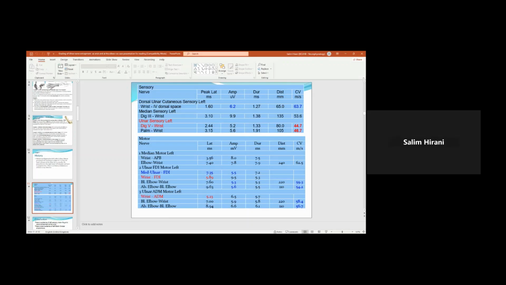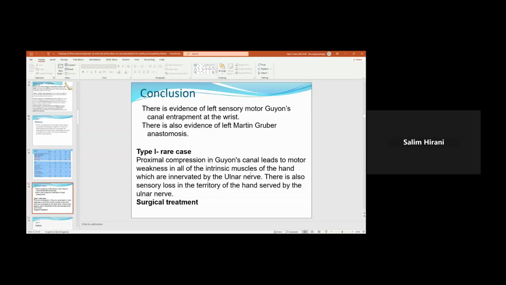So there's a prolonged distal latency, and sensory conduction velocities are prolonged, with the cutaneous nerve being normal as well. So this is a sensory motor Guyon's canal entrapment, which is type 1. There's also evidence of Martin Gruber, which I mentioned. It is type 1 because of the motor involvement; proximal compression of the Guyon's canal leads to motor weakness. So this patient can be treated with surgical treatment, which helps release the nerve.